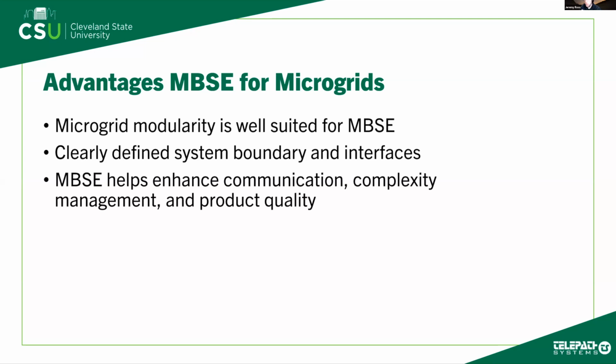our system model. Microgrids have a clear system boundary and they have interfaces. So when we do our context diagrams, when we do our system level IBDs, we can clearly show it suits itself really well to identifying these interfaces and seeing how we can insert the microgrid into different contexts.